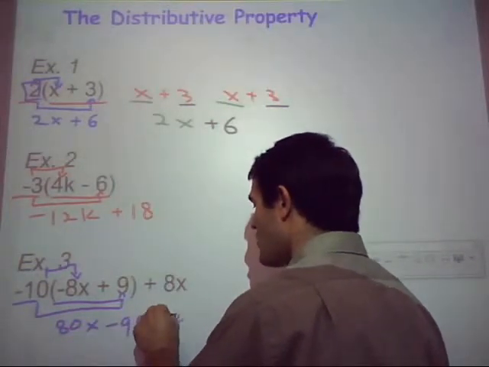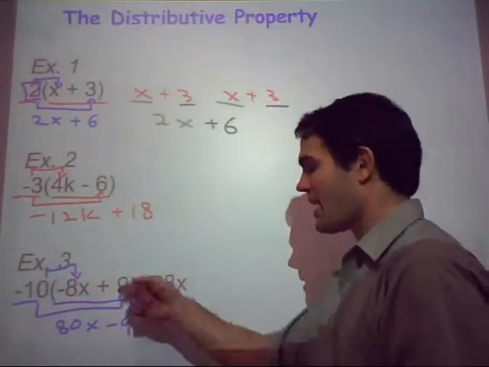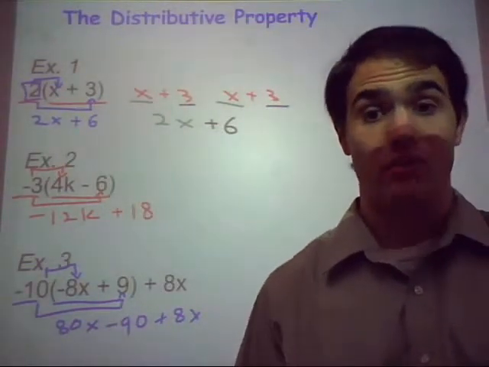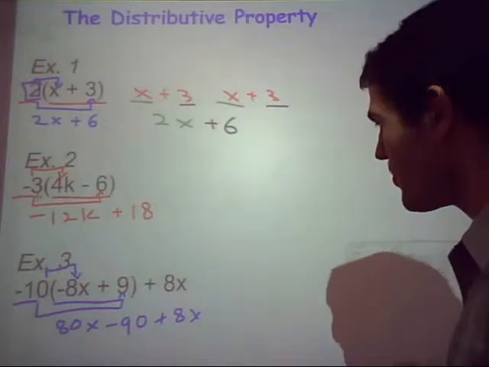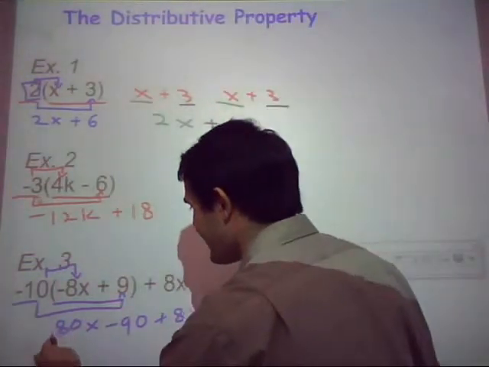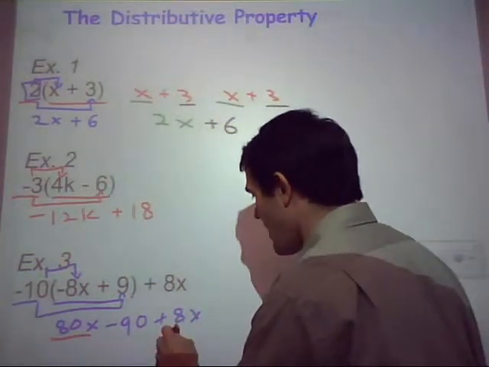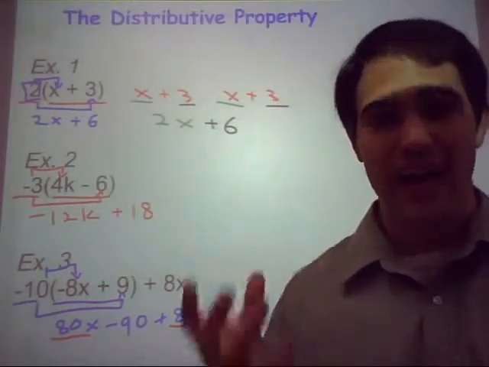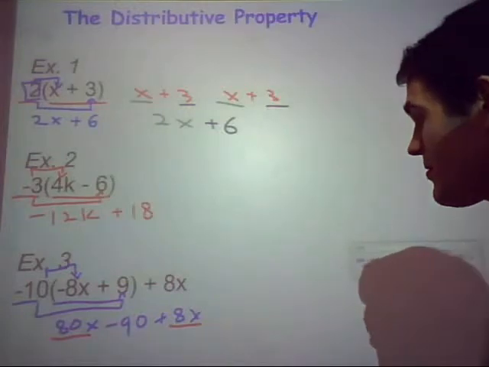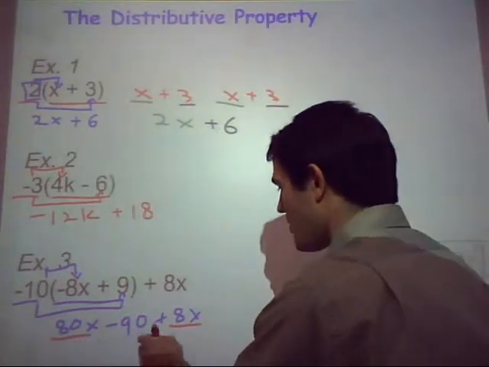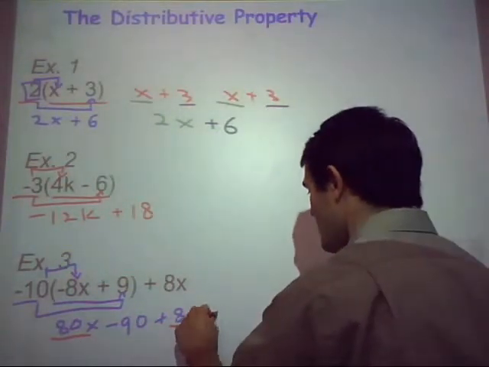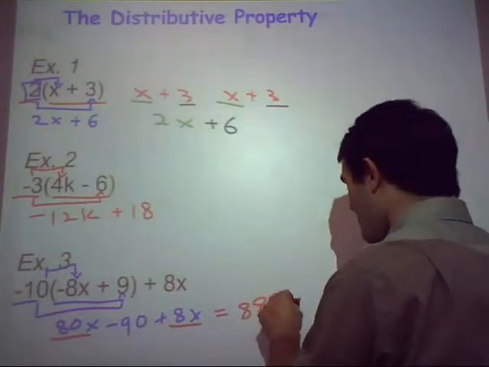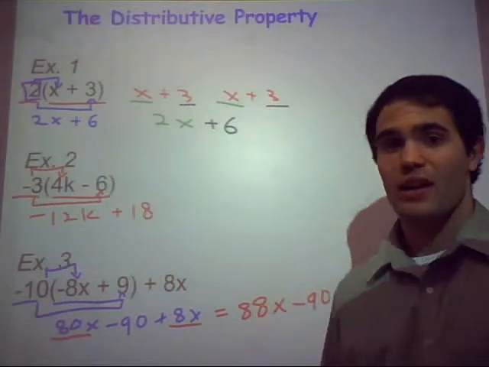And then I still have this 8x that I'm adding to the end. Do you see any like terms that I'm allowed to combine? I hope you notice that we have 80x, and I have 8 more x that I'm adding. So how much total x do I have? Well, 80x plus 8x is 88x minus 90, and I'm done.